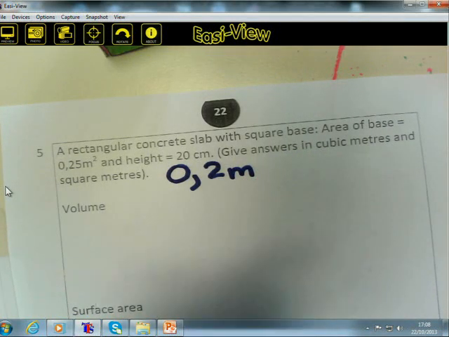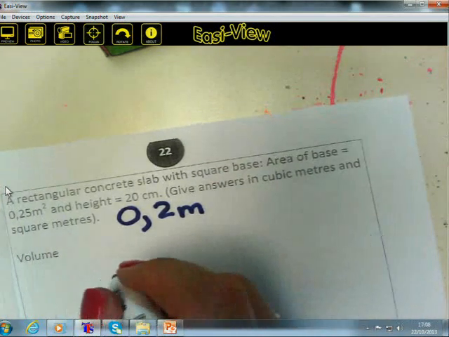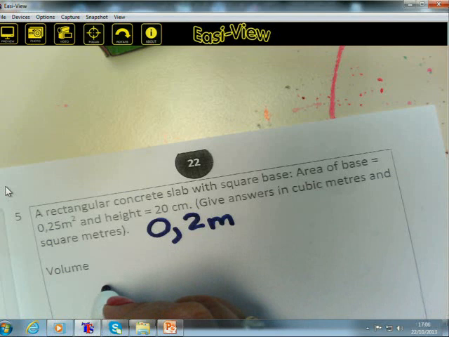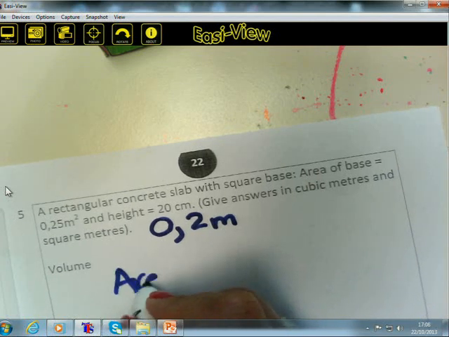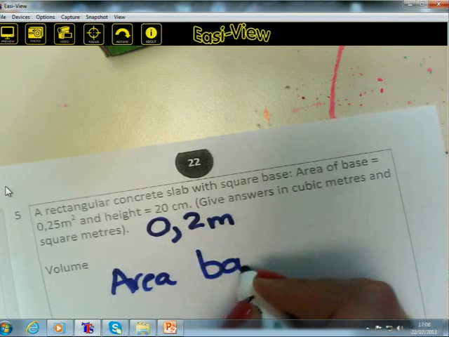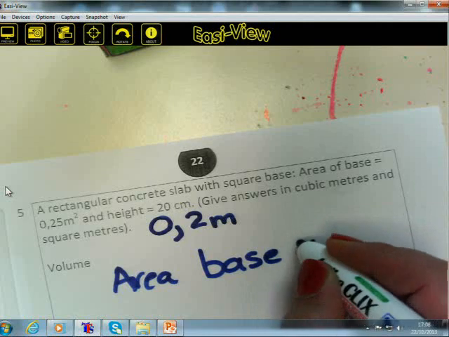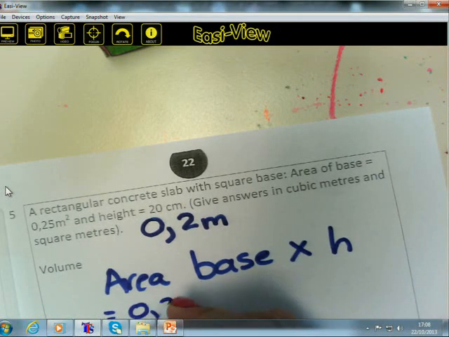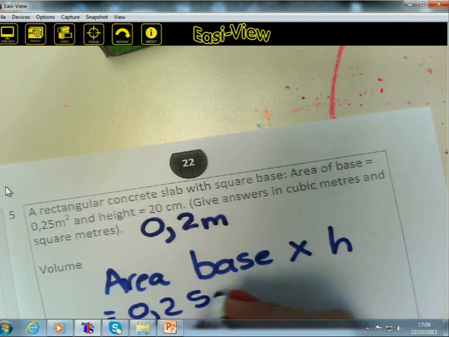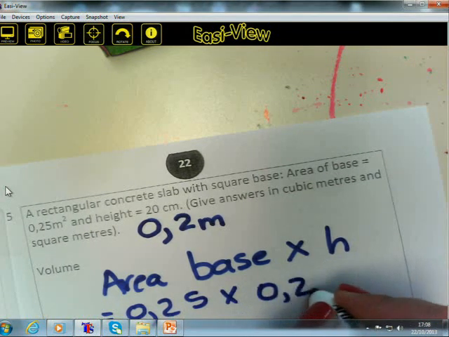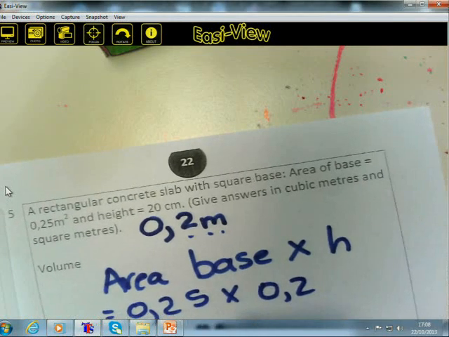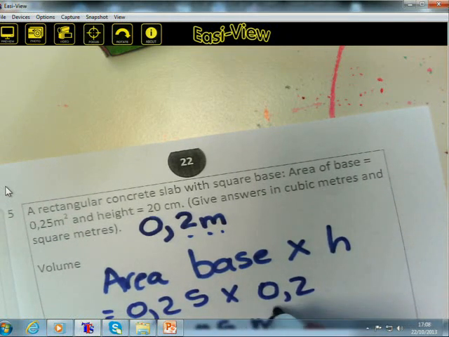Now the volume of the concrete base will be the area of the base, that's the formula for the figure here, times the height. It's 0,25 times 0,2. And that gives me 0,05 meters to the power of 3.